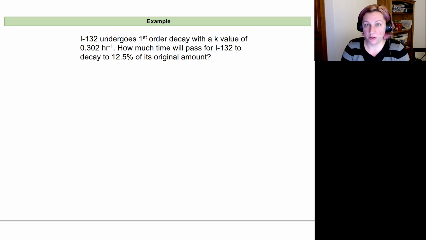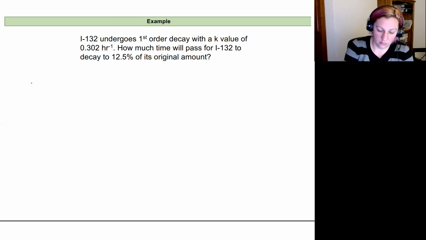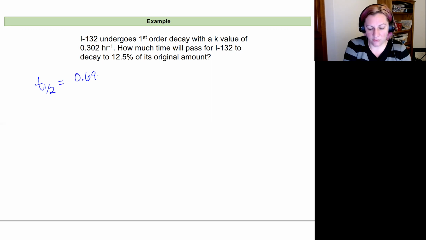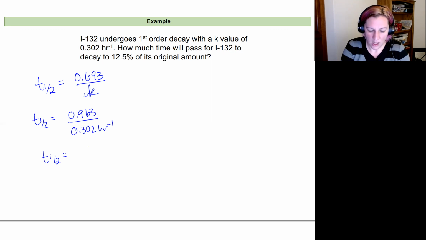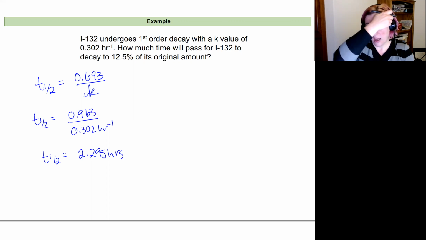So the first order is really helpful. We know then that our half-life is going to be equal to, here we go, let me write this out. Our half-life is going to be equal to that 0.693 divided by our K value. So I can go ahead and just plug that value in and find out what the half-life is going to be. So our half-life is going to be 2.295 hours. So that's the first part of this, but now we need to know how many half-lives would pass. And so this 12.5% is the key to it.